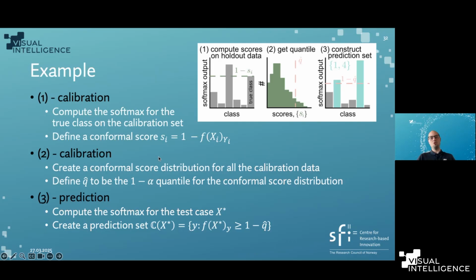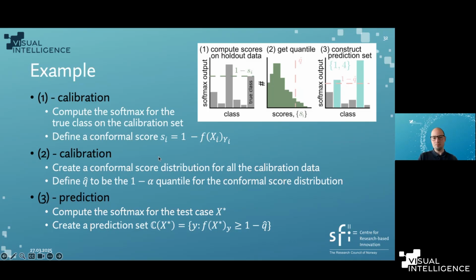And then you compute this conformal score on all your calibration data. And you define a threshold, the Q hat, to be the 1 minus alpha quantile on the conformal score distribution. So now you have calibrated your Q hat to the calibration data. So when you do the prediction, you compute the softmax for the test case X star, and then you include in your prediction set all the classes with a softmax output that is at least 1 minus Q hat.